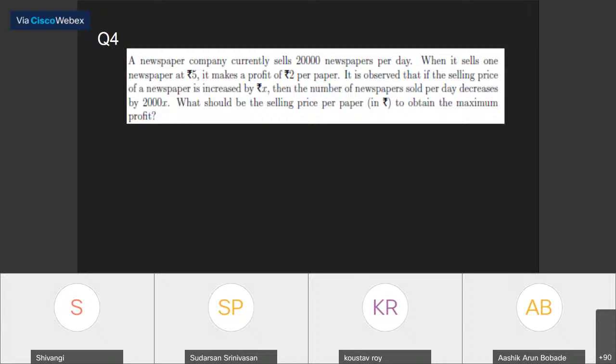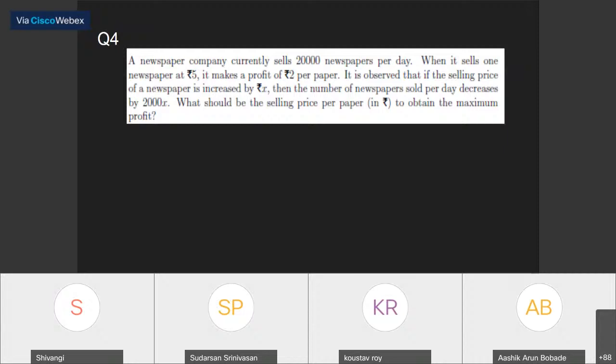But the equation is 2000 x square minus 10,000 x plus 1 lakh. I've taken common 2000 x square minus x... check the sign. Minus 2000 x square it would be. But still, we solve the quadratic equation. Yes, it's a quadratic equation.